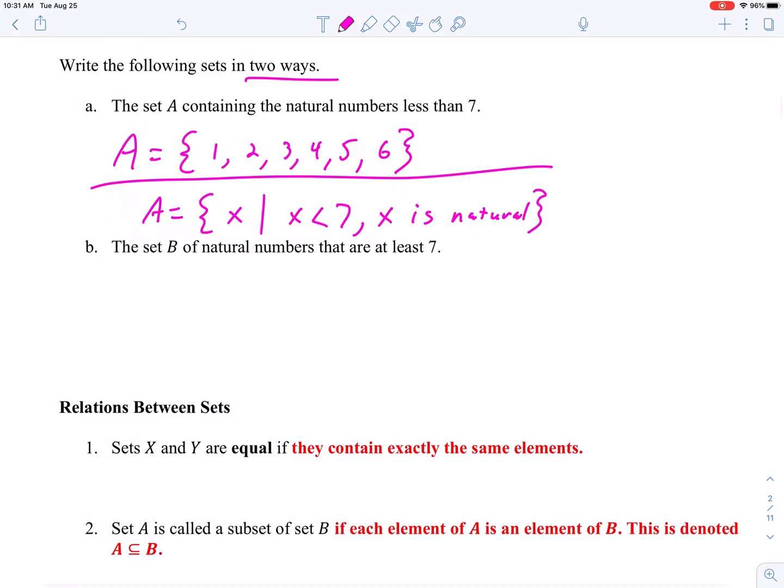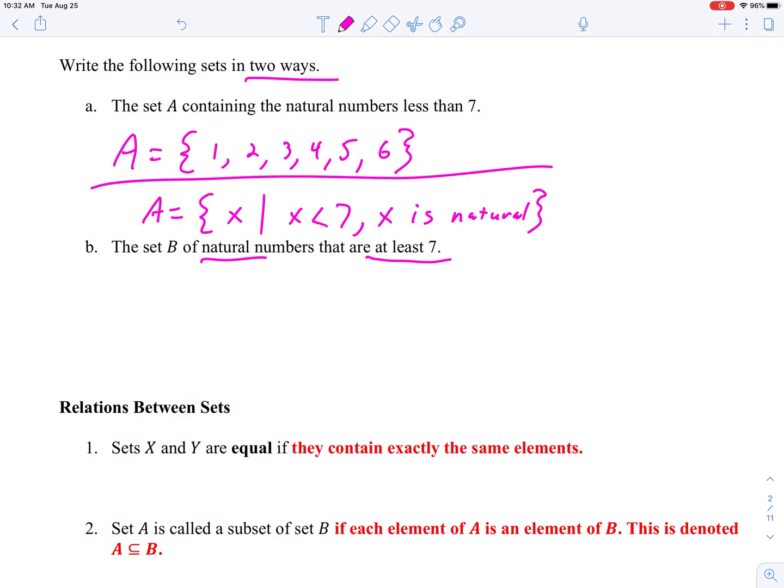Alright, so let's try this again, part B. B are natural numbers that are at least 7. The phrase "at least" people sometimes confuse. At least actually is a greater than or equal to statement, right? Because we're saying at least 7. If I give you the example of I'm going to give you at least $7, that means I could give you 7 or 8 or 9 or more, right?